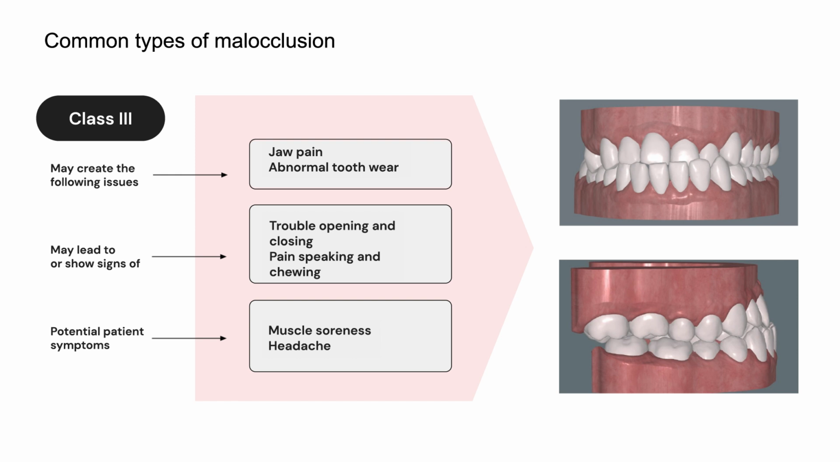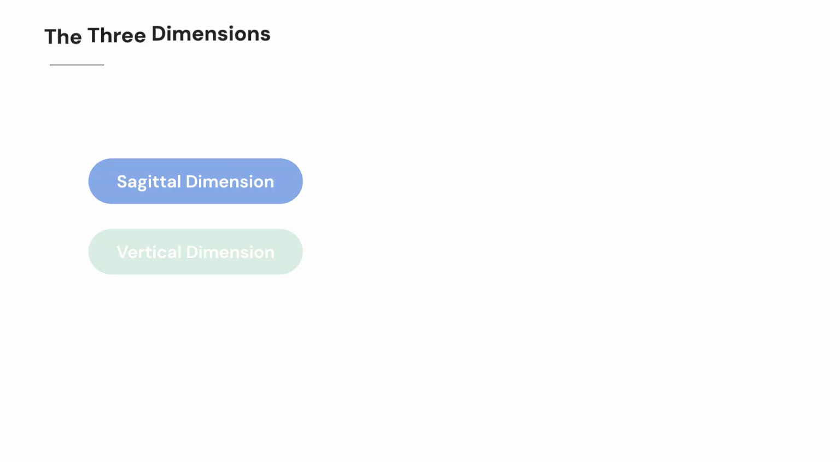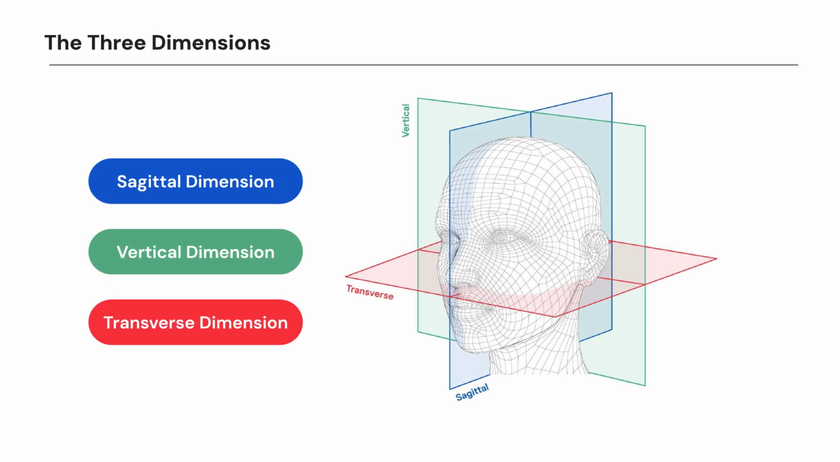With that, let's jump into diagnosing this. Now, how do we diagnose malocclusion? Well, let's keep it super simple, and let's just go to basically our 3 different planes. And by the way, these are the same things we use in geometry and calculus and flying airplanes and everything else, right? We have our sagittal dimension, our vertical dimension, and our transverse dimension.